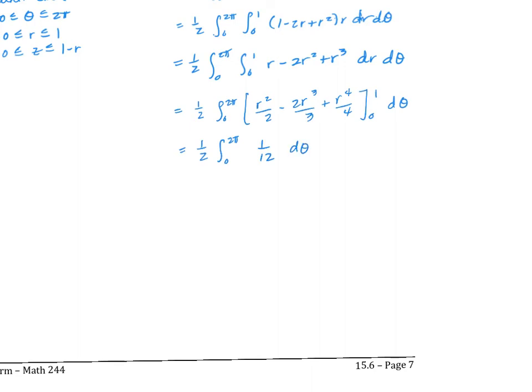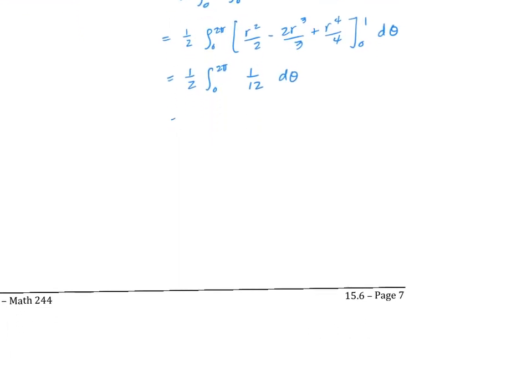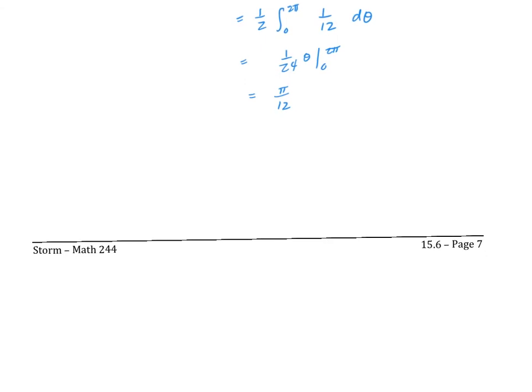1/2 minus 2/3 plus 1/4. Seems okay. That's going to be 1 over 24 d theta, which turns out to be 2 pi over 24, which would be pi over 12. So remember, this is just the total moments. I still have to divide this for z bar by my mass, which was pi over 3. And that gives me a z bar of 1/4.